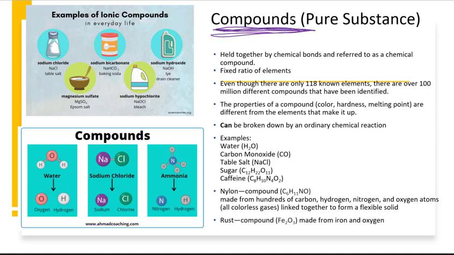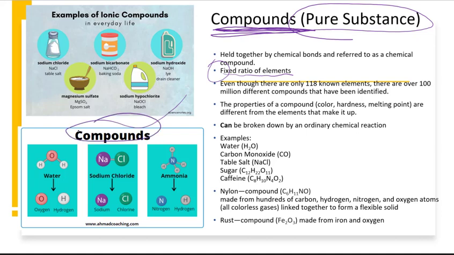So this is part 2 of what a pure substance can be. Compounds are held together by chemical bonds and referred to as a chemical compound. There's a fixed ratio of elements. For example, let's look over here where it says compounds. Water has 2 H's and 1 O. That is a fixed ratio. H2O, there are 2 H's and 1 O for water. Sodium chloride has 1 sodium and 1 chlorine in that compound.